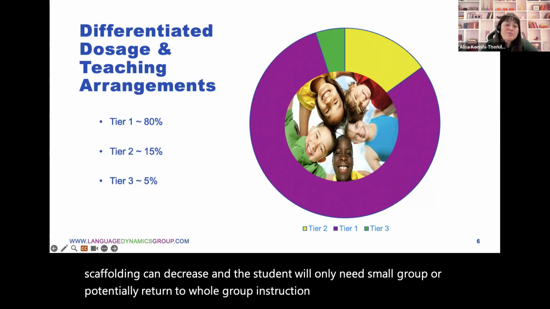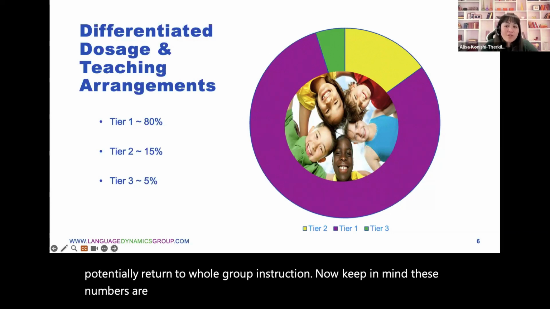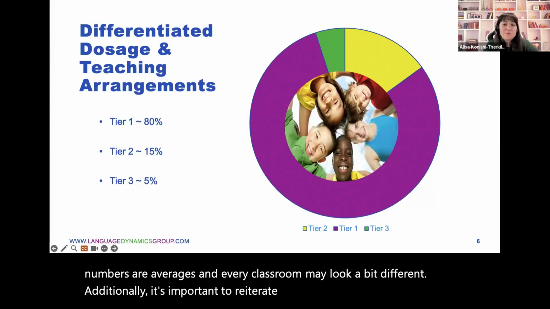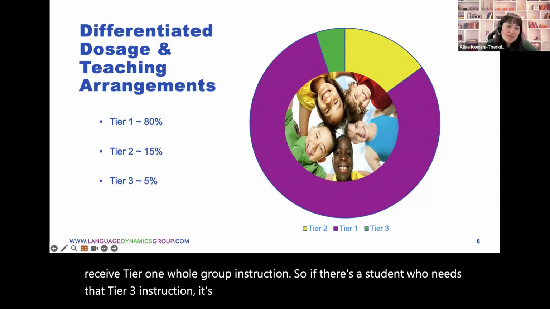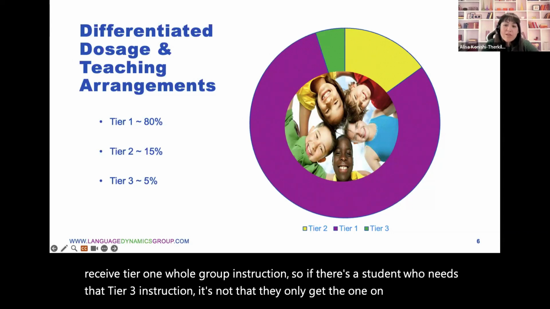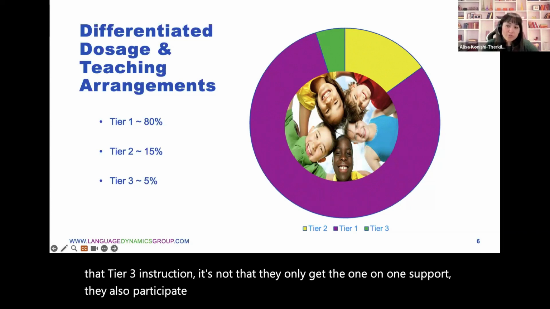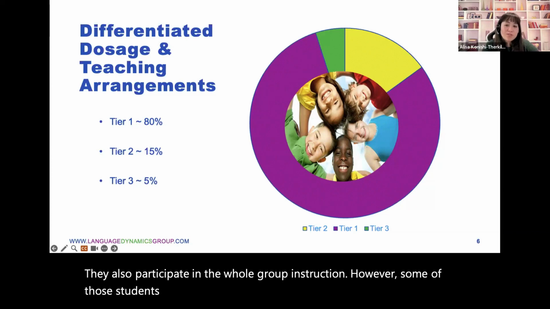Now keep in mind, these numbers are averages and every classroom may look a bit different. Additionally, it's important to reiterate that all students will continue to receive tier 1 whole group instruction. So if there's a student who needs that tier 3 instruction, it's not that they only get the one-on-one support. They also participate in the whole group instruction. However, some of those students just may need a little bit more intensive support.